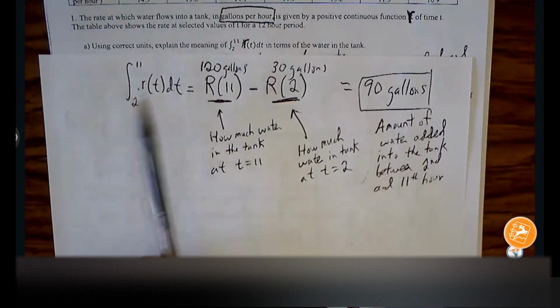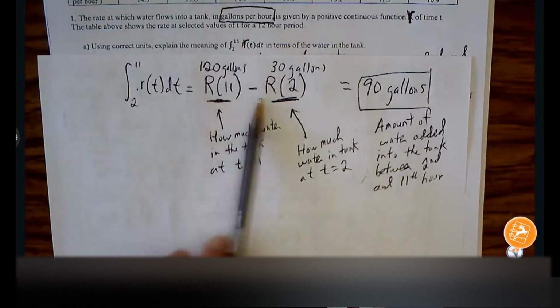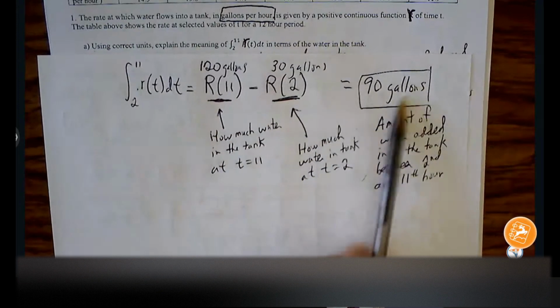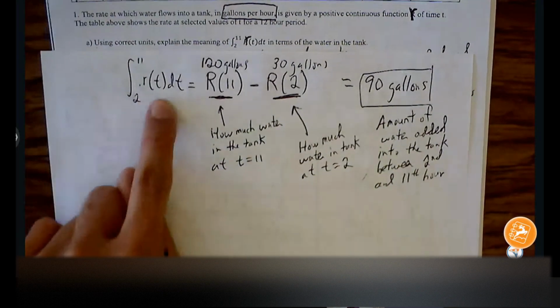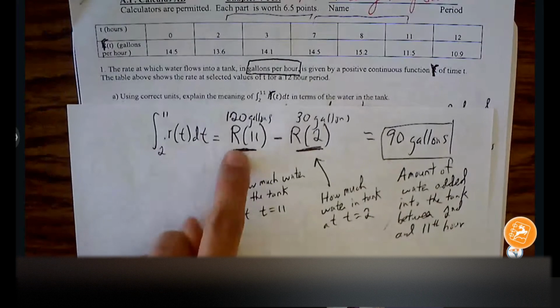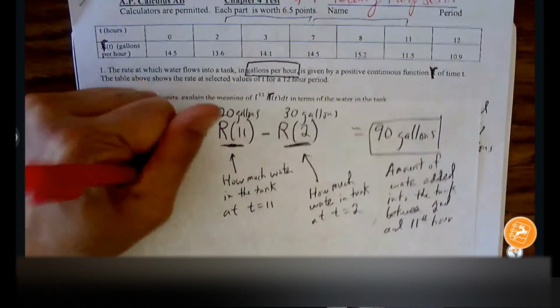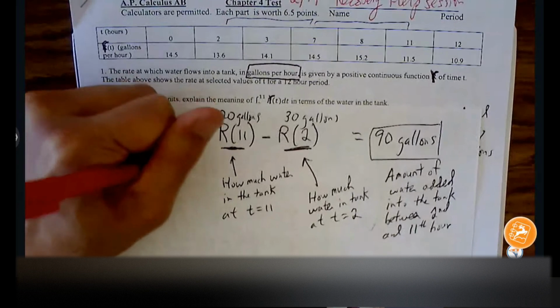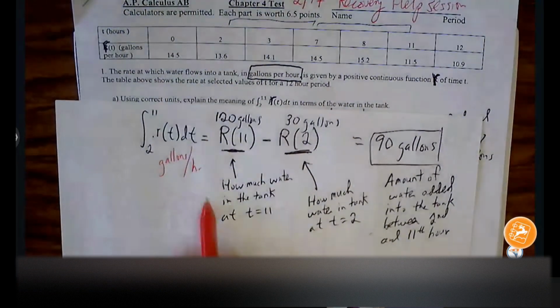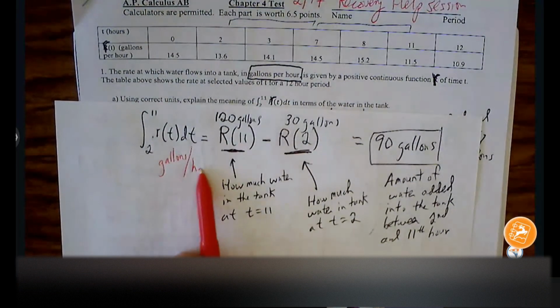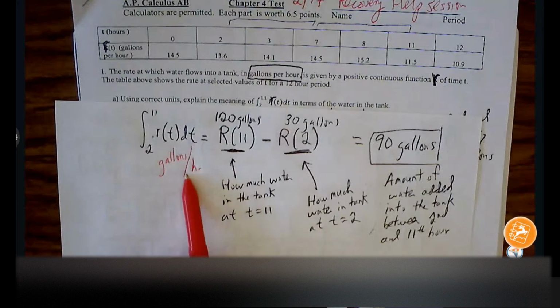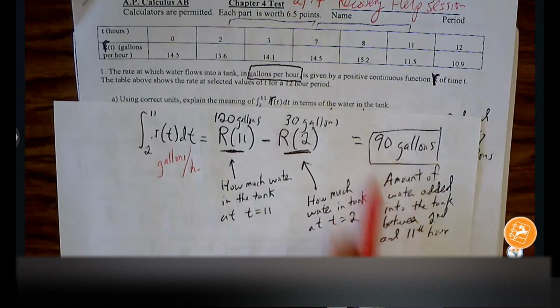But a lot of students want to say rate, the rate of change, but it's not that, it's actually gallons. So when you push something through integral notation, your units are going to change. If you start off as gallons per hour and push it through your integration, you're basically losing a rate. So it's going to become total gallons.